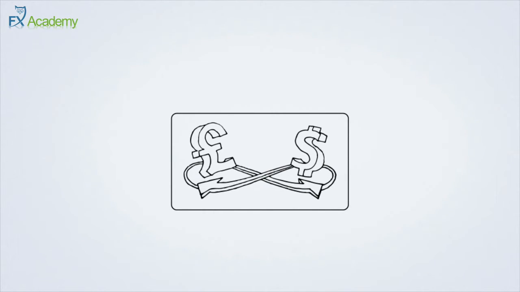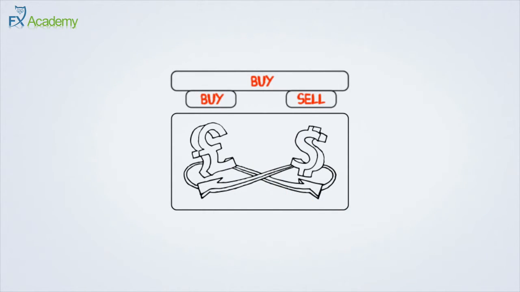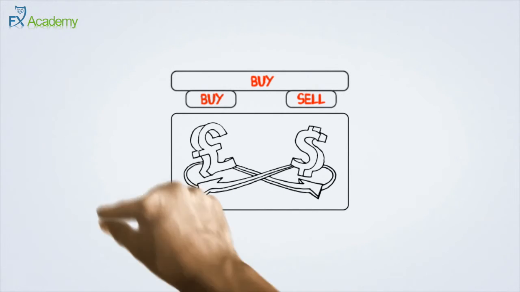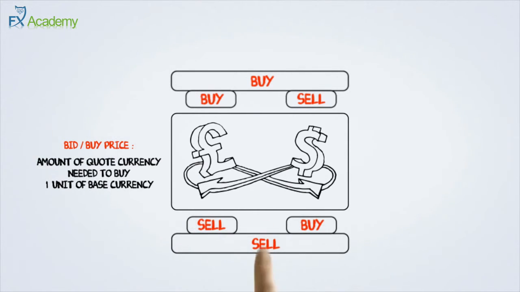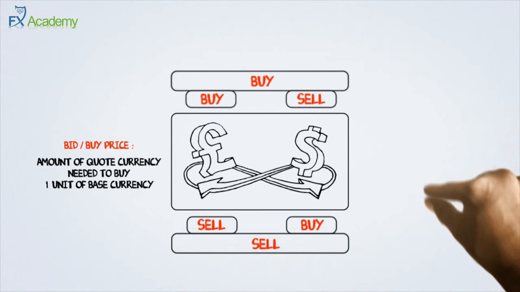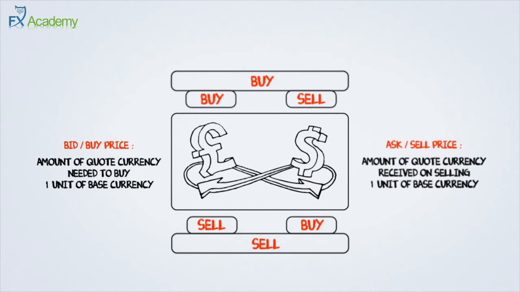If you buy a currency pair, you buy the base currency and sell the quote currency. The buy price represents how much of the quote currency is needed for you to get 1 unit of the base currency. Conversely, when you sell the currency pair, you sell the base currency and receive the quote currency. The sell price for the currency pair represents how much you will get in the quote currency for selling 1 unit of base currency. Here's an example.